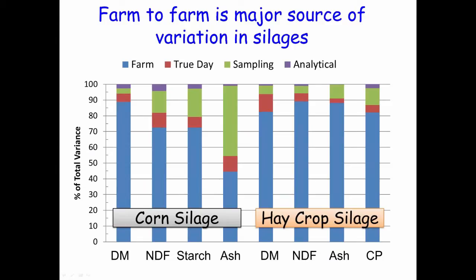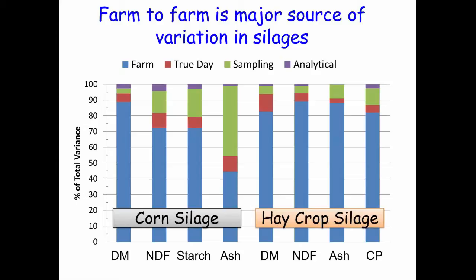And what I'm showing here is a partitioning of the variation. The blue bar is the percent of total variation due to farm. The red is what we call the true day-to-day. The green is sampling, and the purple is analytical. With the exception of corn silage ash, which I can't really explain, the rest of them all do about the same thing.